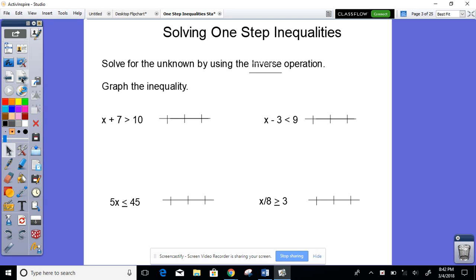So -2 plus 2 is 0. 5 plus -5 is 0. So you're going to see how that goes into place. So go ahead and write that sentence down. Pause the video right now if you need time to write this down.